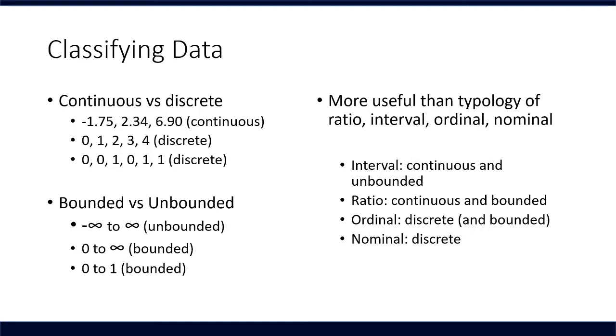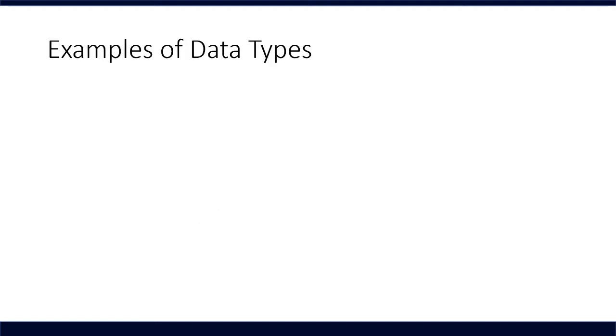And so if you haven't heard these kind of terms before, interval and ratio, don't learn them now. It's really not worthwhile in most cases. Just learn continuous and discrete and bounded and unbounded. But if you are familiar with these other typological terms, know that it does map on to this continuous, discrete, and bounded versus unbounded typology as well.